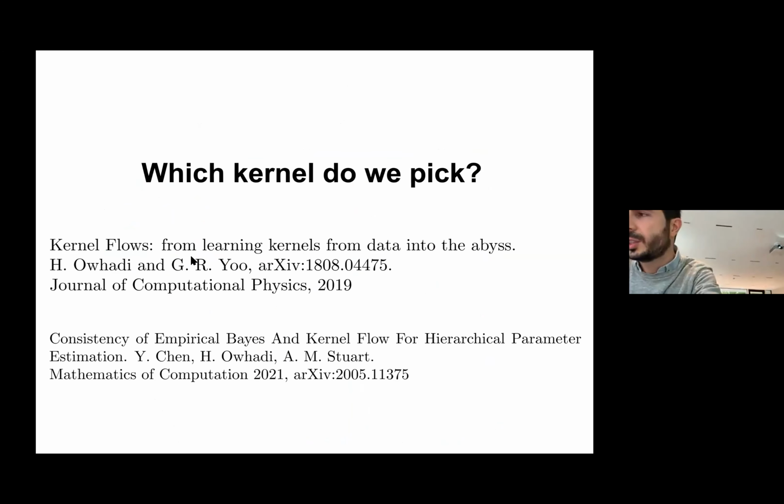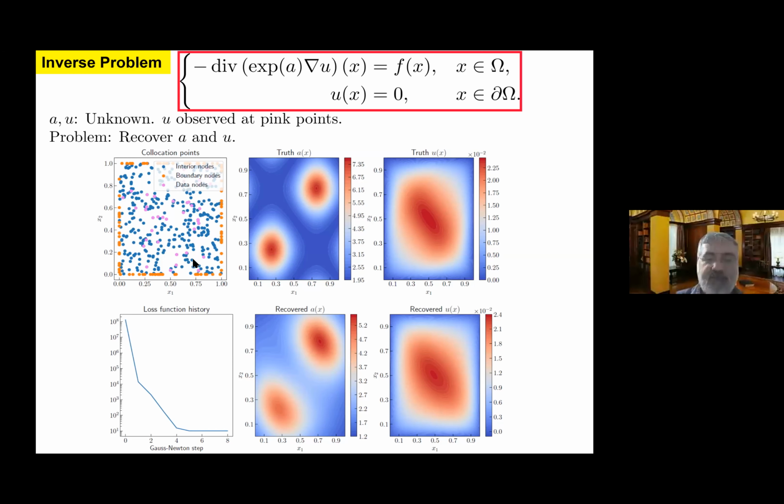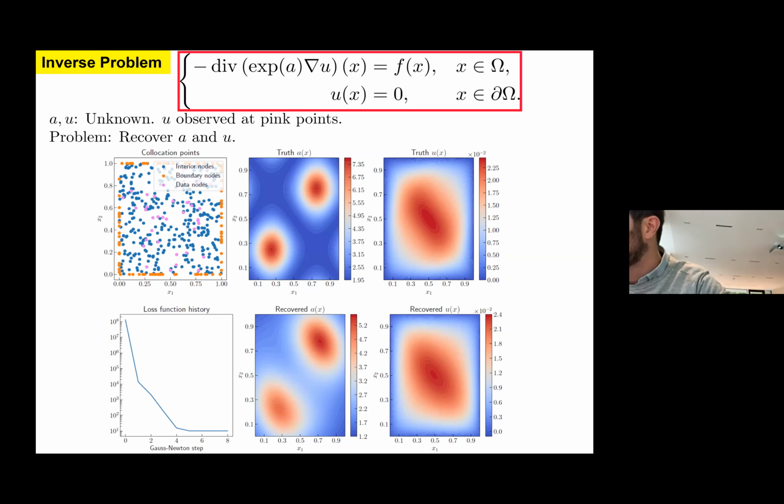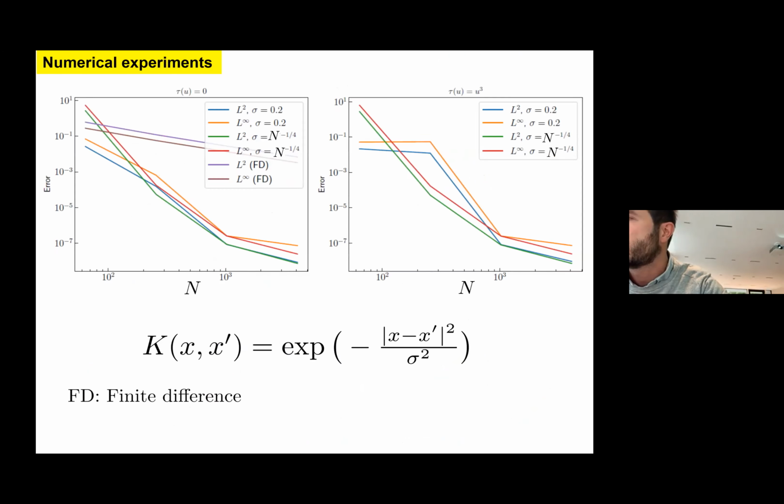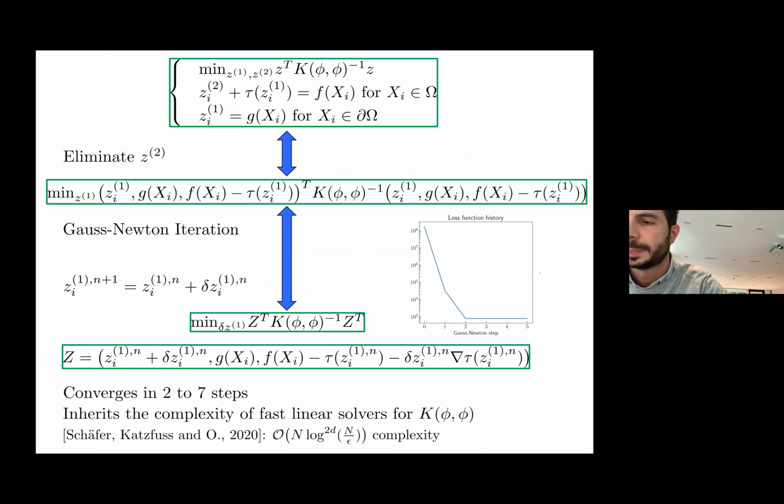There's one question in the chat. Yes. And it says, it was about 2 minutes ago, interesting nonlinear elliptic PDEs are known to have multiple solutions. How do you know that the method is converging and to what?